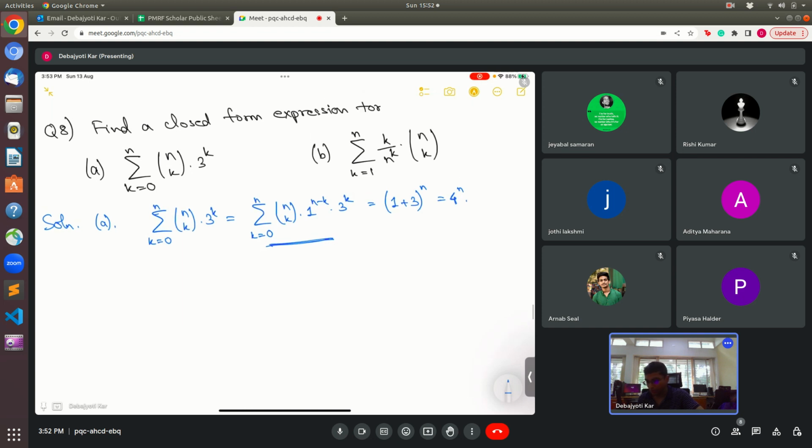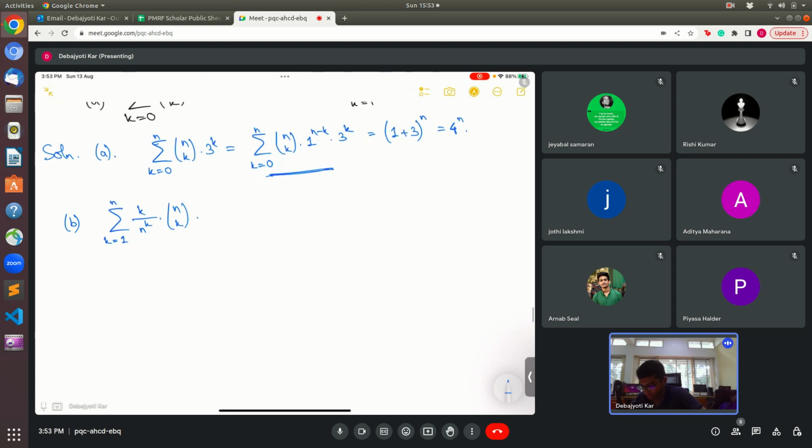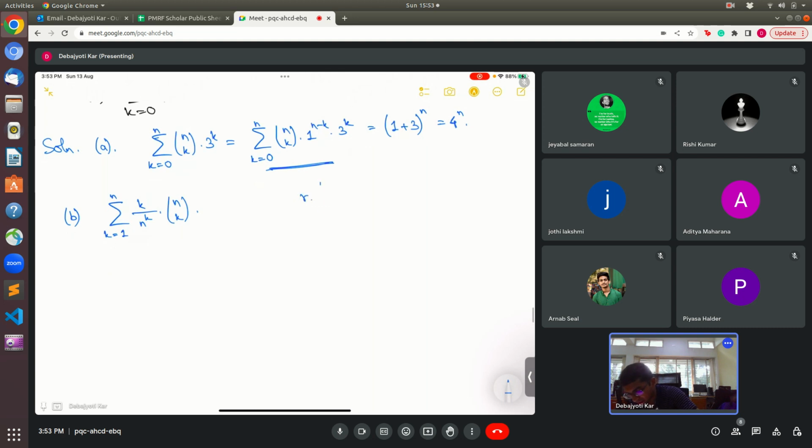So next, what about the second one? Okay, so for this you need to recall a very useful identity which we had discussed in the last session, that is r times n choose r is equal to n times n minus 1 choose r minus 1. So this is a very important identity and we had discussed the proof in the last session. So we will use it here.